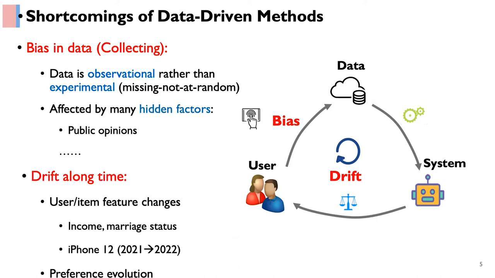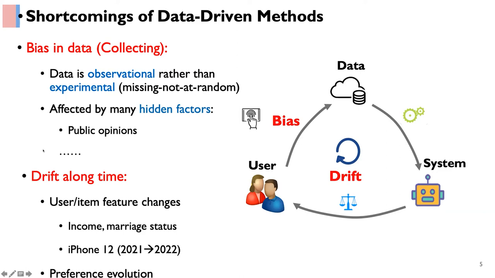For example, in recommender systems, there are many biases in the data. This is because the data is observational rather than experimental, and the data is missing not at random, because the data is collected from a previous recommendation policy. There are many factors, for example, whether the item is exposed or which position the item is ranked. They all influence whether the item will be interacted with by the user or not. At the same time, whether the interaction will happen or not is also affected by a lot of hidden factors, such as public opinions or the latest event, such as the pandemic.